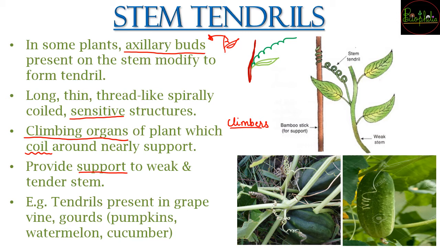So once they coil around, how can they understand? Because these are going to be sensitive structures. So you can find these stem tendrils in climbers, like you can have in grapevines. So in the vineyards of grapes, you can visit them and try to find these stem tendrils. You can also find them in gourds, which include pumpkins, watermelons, as well as cucumbers. So in photographs also you can try to understand how these particular stem tendrils are going to look in person. So that was about the stem tendrils seen in the majority called climbers.